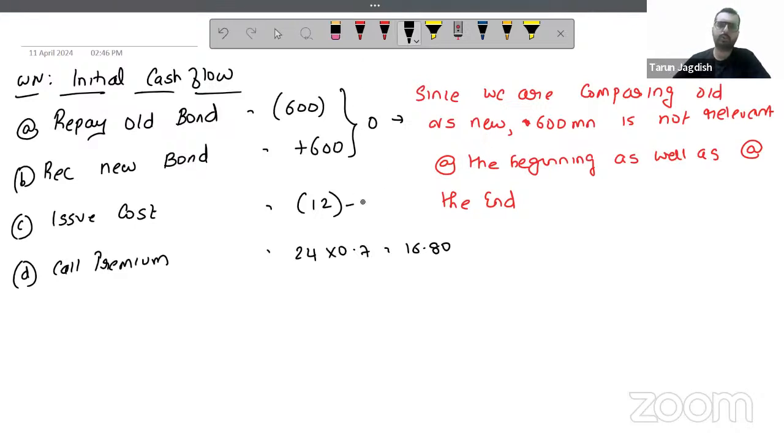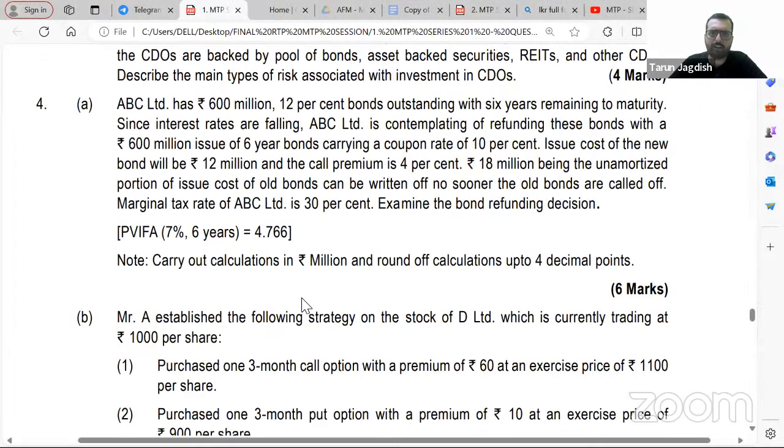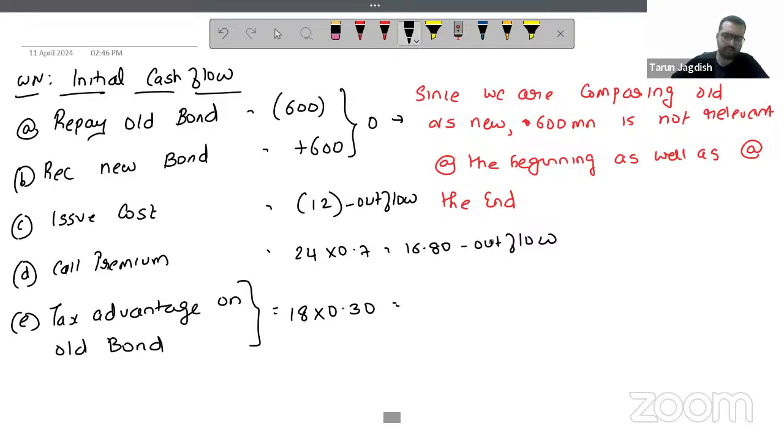So friends, this issue cost is an outflow. Even this call premium is also an outflow. But now you will get tax advantage on the old bond. Now tell me, how much will be your tax advantage on the old bond? How much was the unamortized portion? 18. So the entire 18 you can write off, on which you will get 30% tax advantage. So do you get the answer as 5.4 million? This will be your inflow.